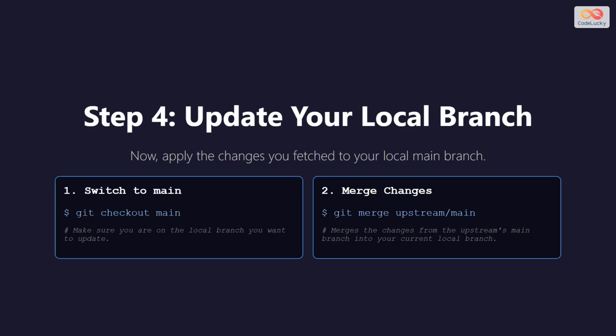With the changes downloaded, you need to apply them to your local branch. First, make sure you are on your main branch by running git checkout main. Then, merge the changes from the Upstream main branch into your local main branch using the command git merge upstream/main.